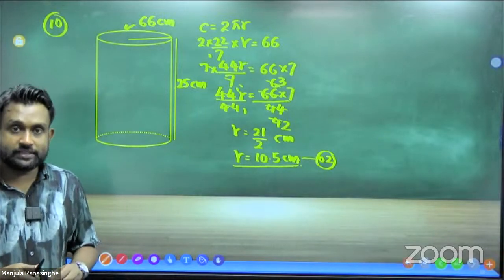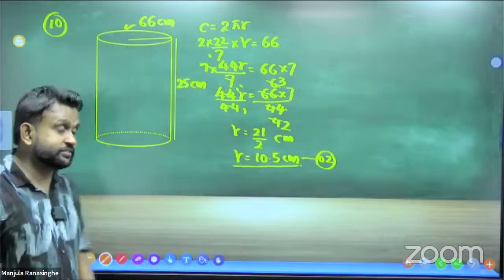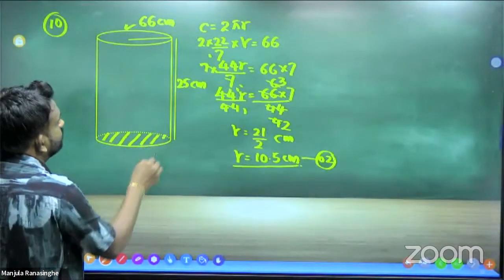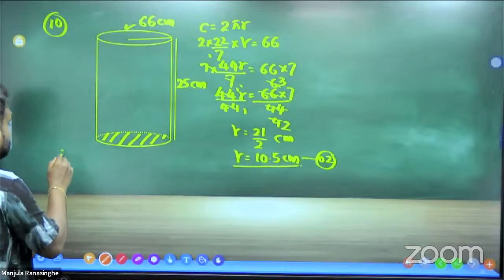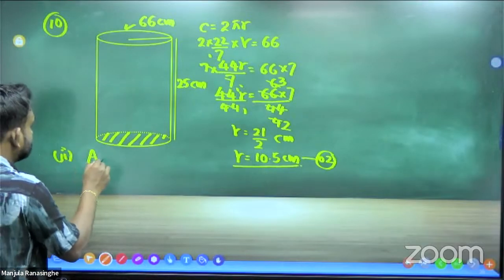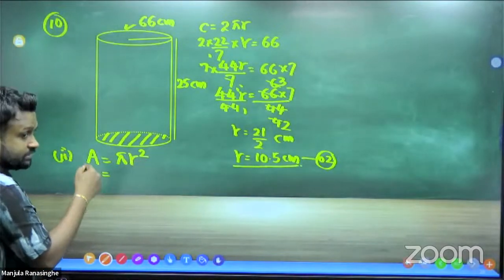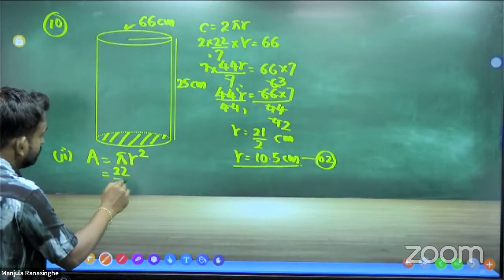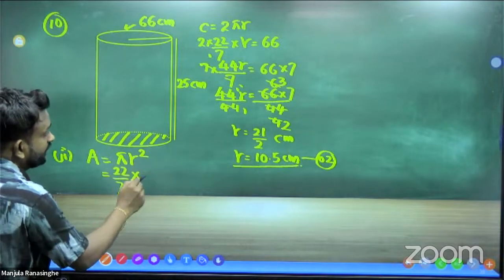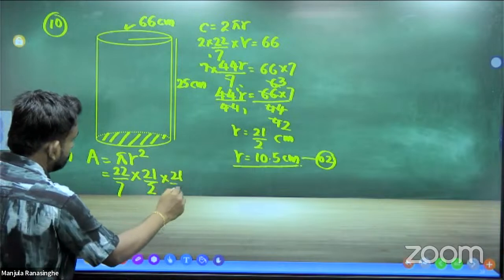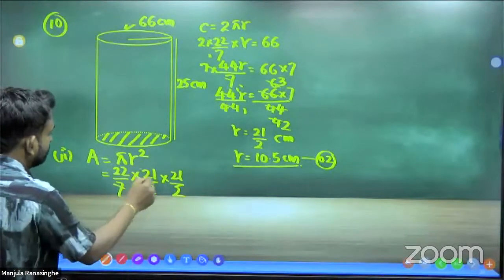Okay. Then find the area of the base of the cylinder. So this is the base, right? Base area. How to take the base area? You know that the base is a circular shape. Then the area of a circle is pi r squared, 22 upon 7 into r squared. Now r is 21 upon 2 into 21 upon 2 in fraction form.